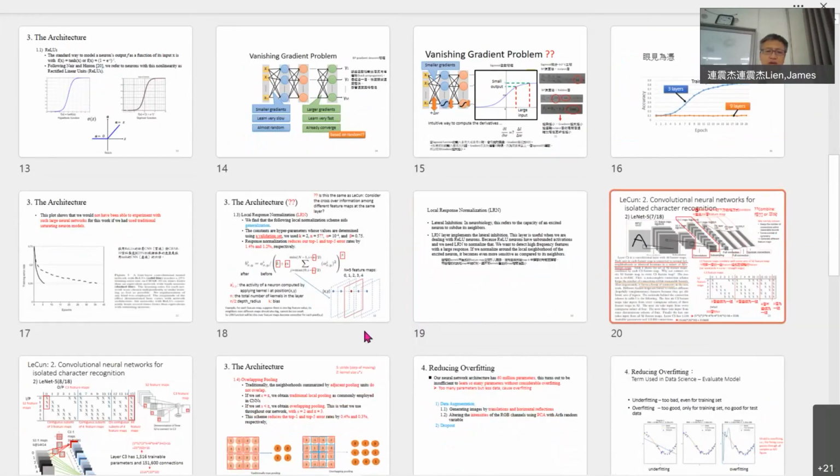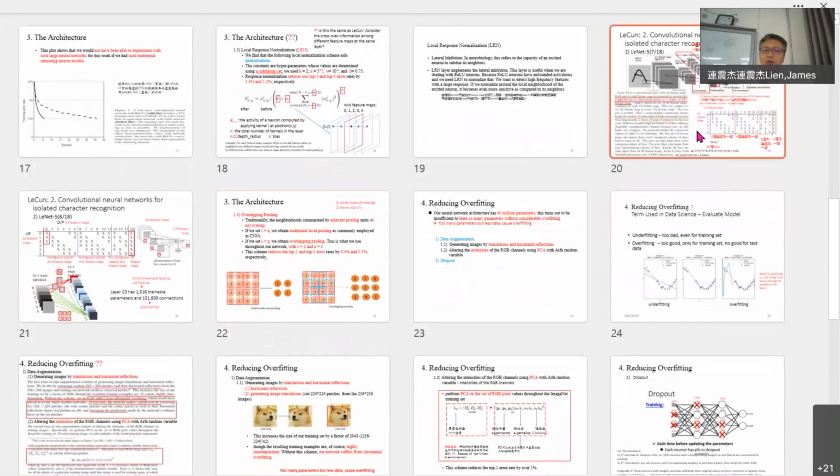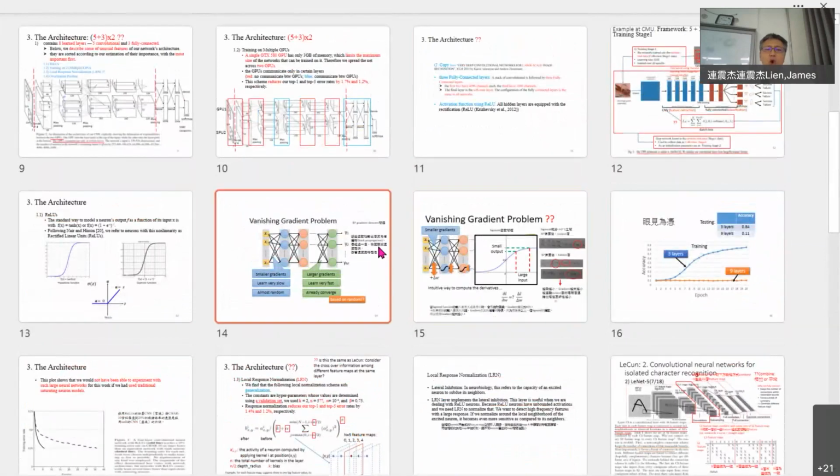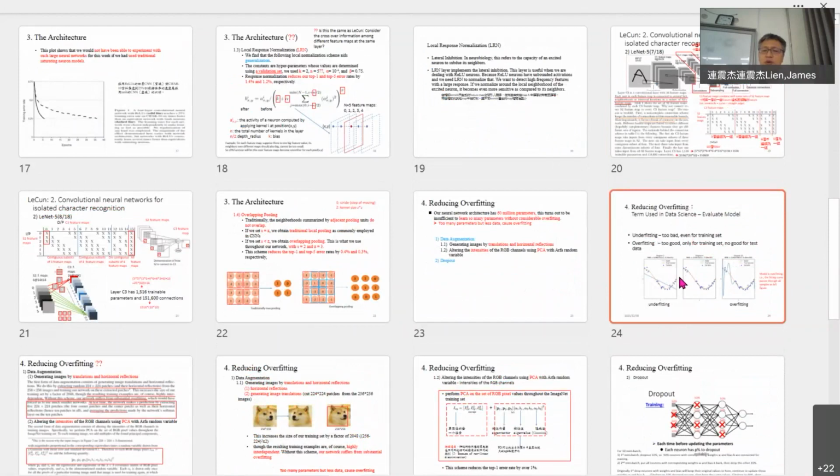This is LeNet. In LeNet the important part is the convolution. And for AlexNet, because we have more layers, that means the number of parameters increases. So we will face the overfitting problem, and we need to try to solve it.